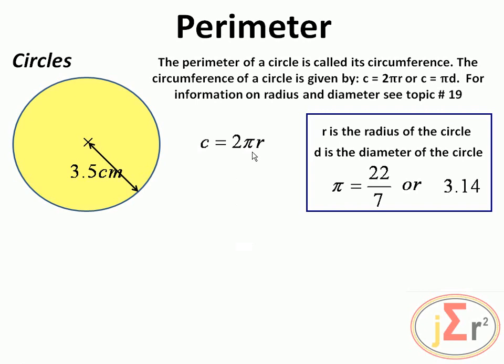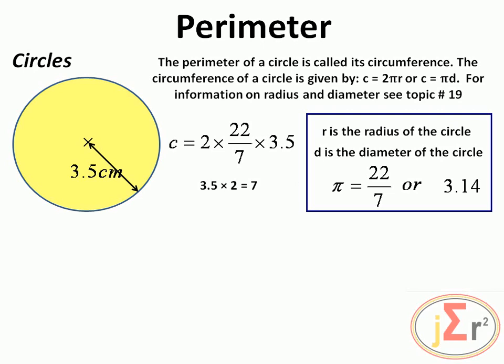We're going to use the formula that has radius, 2 times pi times r, and that is what we're going to have now. 2 times pi, and the radius is 3.5. So of course we are going to simplify that. We don't have to, but we are going to simplify that.